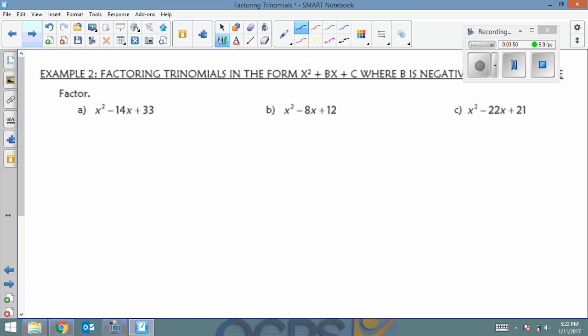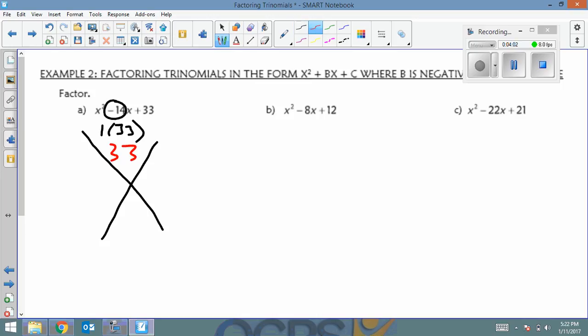Let's do some more. This one's slightly different because our middle number is now negative. So again, we're going to do the same thing. It's going to be 1 times 33 in the top, which gives me 33. On the bottom is negative 14. How this is slightly different is that now both numbers we're multiplying have to be negative, because two negatives make a positive, but if I add two negatives, it will stay negative. So let's do negative 3 and negative 11. That gives me negative 14. That works. So we're going to take these two numbers and write them on the side.